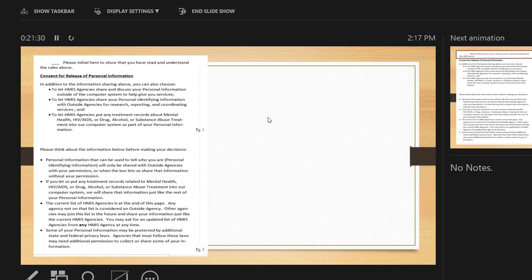On to the second page. Consent for release of personal information. In addition to the information sharing above, you can also choose to let HMIS agencies share and discuss your personal information outside of the computer system to help give you services, to let HMIS agencies share your personal identifying information with outside agencies for research, reporting, and coordinating services, and to let HMIS agencies put any treatment records about mental health, HIV or AIDS, or drug, alcohol, or substance abuse treatment into our computer system as part of your personal information.